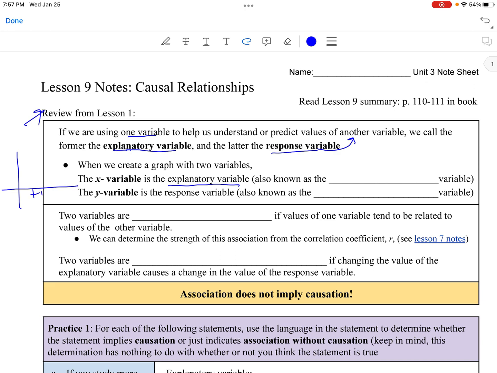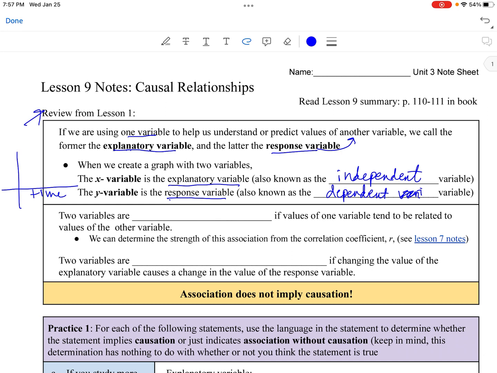Sometimes that's maybe time or something. This is also known as the independent variable. So in science experiments, we talk about the independent variable. And then the y variable is the response variable, and we would call that the dependent variable. We have the word variable.